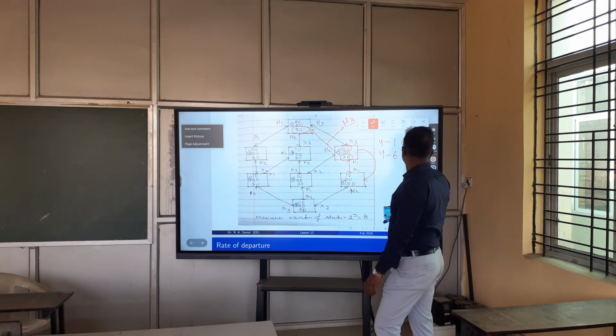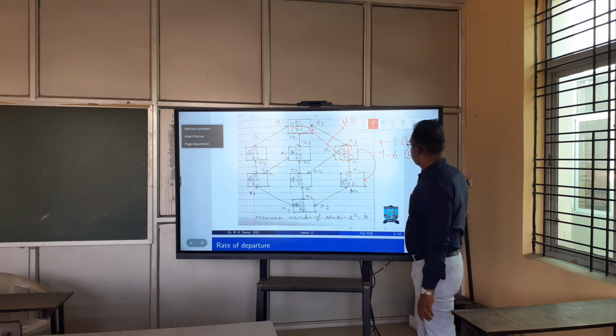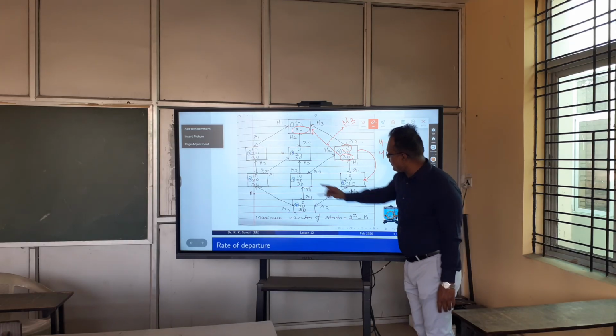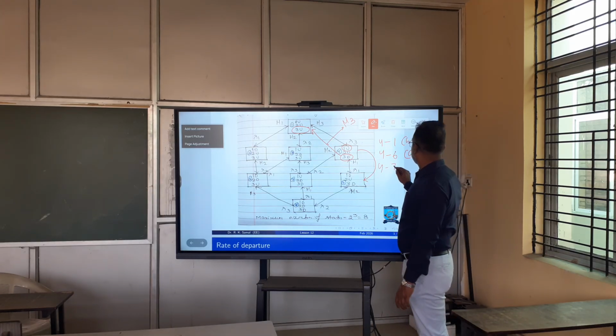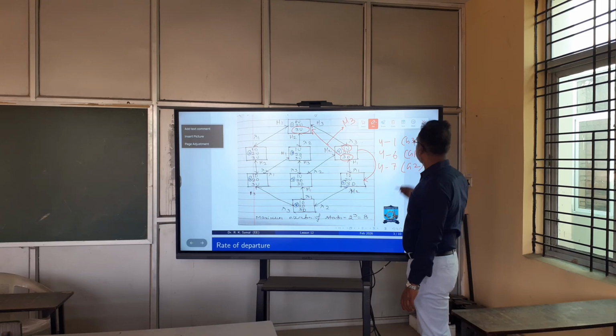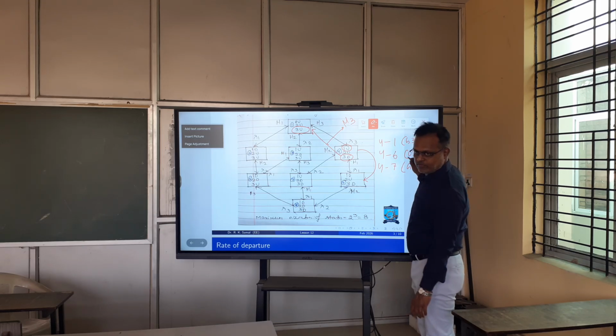One, generator 1. Okay. And what is the other transition? 4 to 7, generator 2. 4 to 7 is generator 2. Okay. Now we will consider generator-wise 1, 2, and 3.